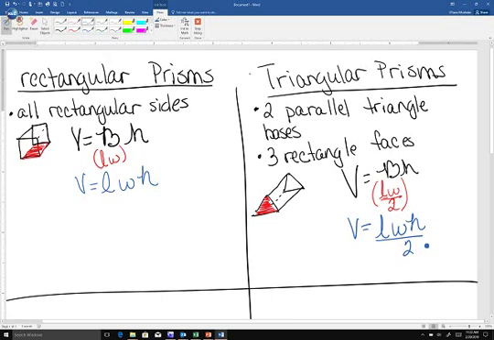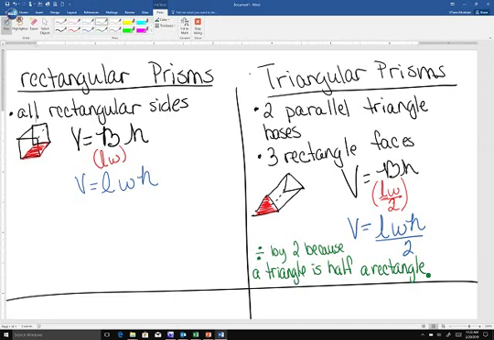We divide by 2 because a triangle is half a rectangle. Do we have any other questions at this time for triangular prisms?